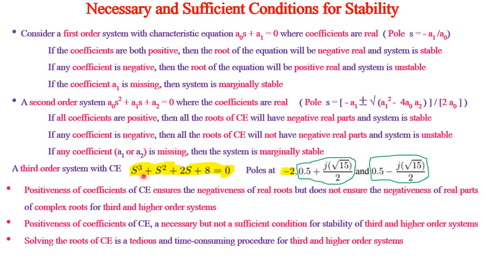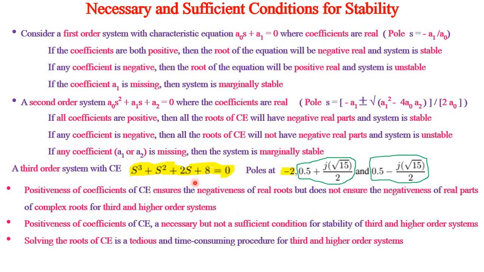Therefore, positiveness of the coefficients of the characteristic equation is not sufficient to ensure system stability. Positiveness of the coefficients ensures the negativeness of the real root, but does not ensure the negativeness of the real parts of the complex roots for third and higher order systems. Therefore, positiveness of the coefficients is only a necessary condition, it is not a sufficient condition.